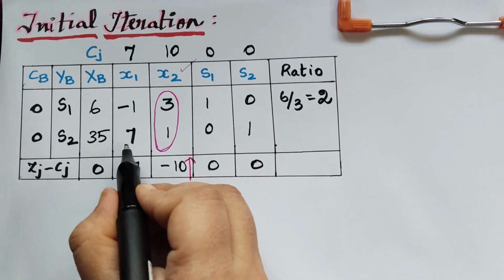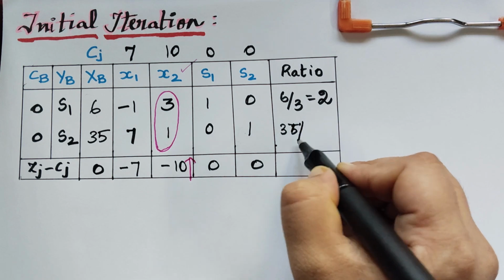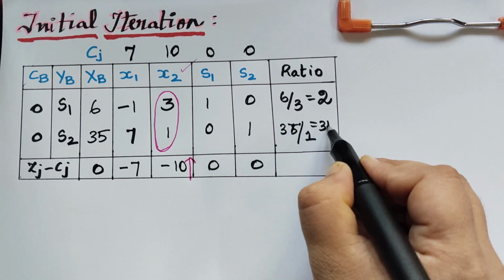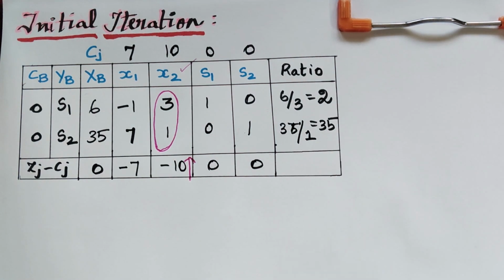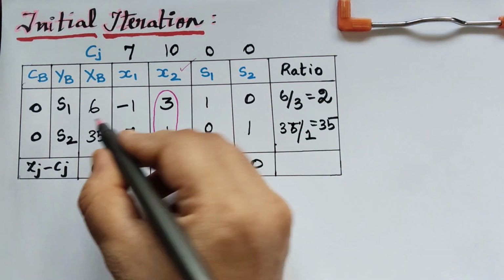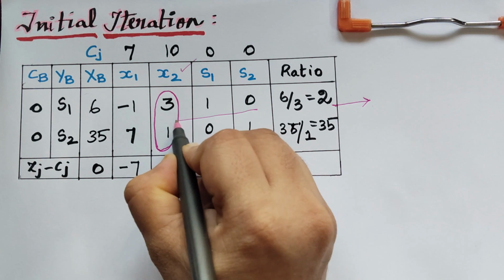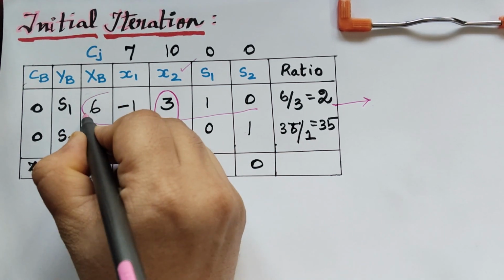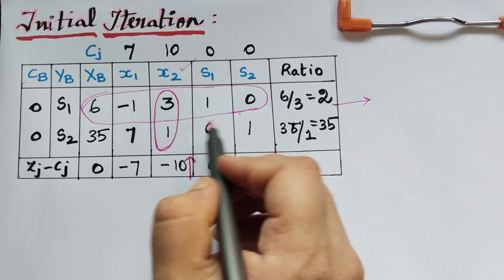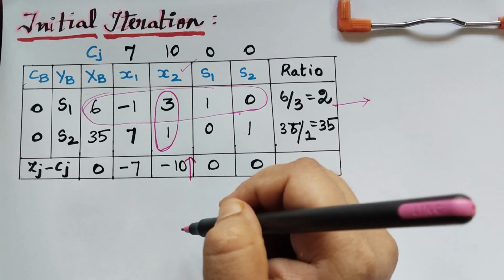And then 35 divided by 7 is the second, no, 35 divided by 1, not 7. It is 1 over here. 35 divided by 1, which is equal to 35. So which is the least of these two? 2 is the least. So the leaving variable will be S1. So S1 leaves the basis. So this will become the leaving row. So this is the entering column. This is the leaving row. So S1 leaves the basis and X2 enters the basis.